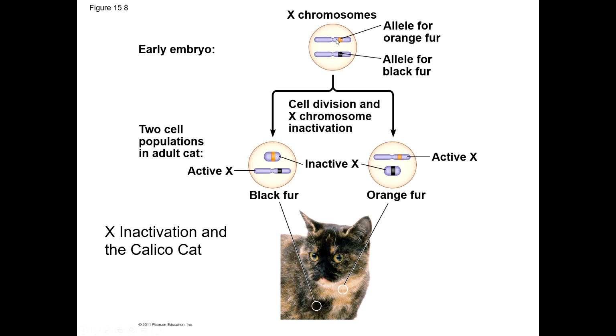And since one of these X's is going to be turned off, whichever X is inactive, the active X will give the color. In this case, the orange X is active, so that gives the orange fur. Again, these are somatic cells, so we get this mosaic pattern. We talked about mosaics in eye color before.